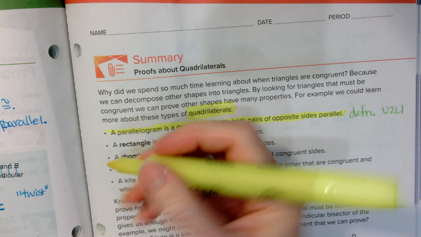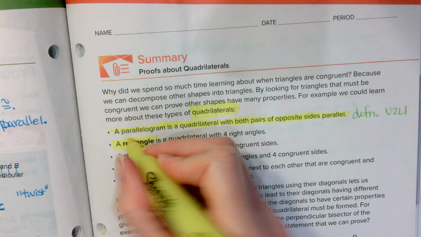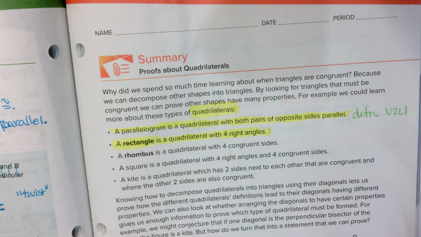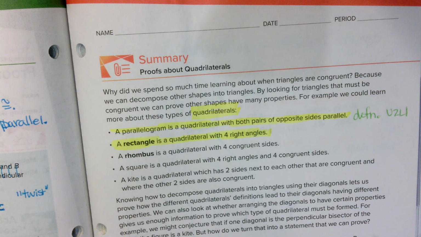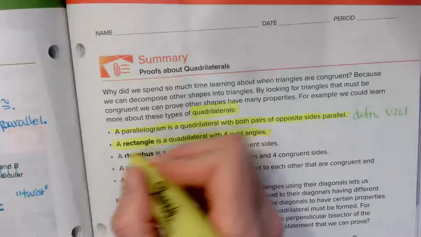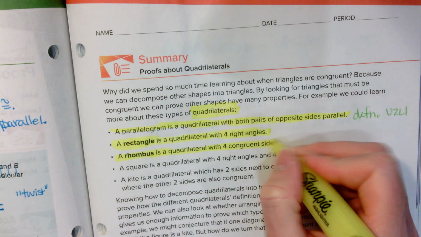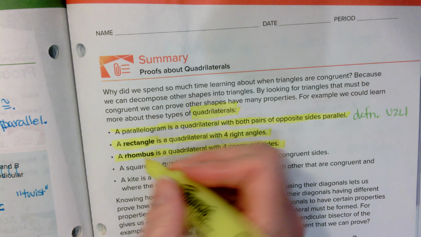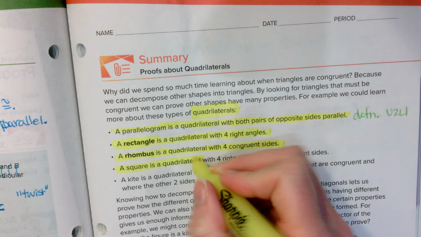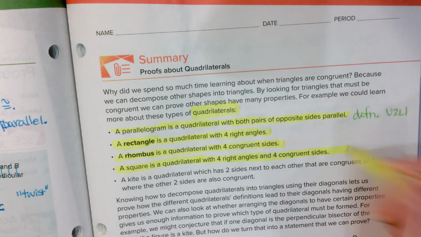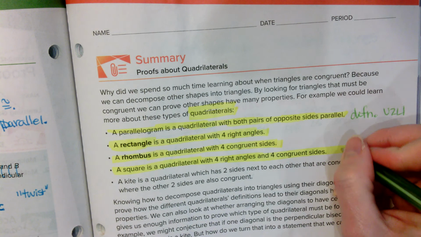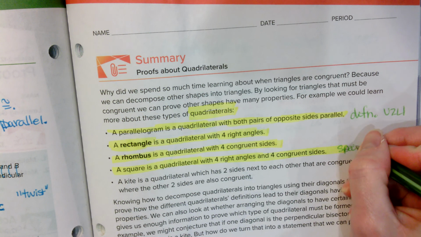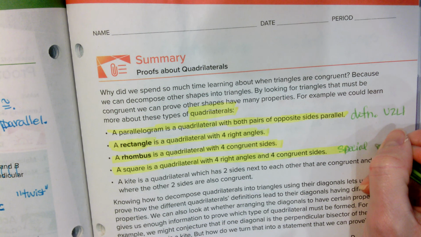A rectangle is a quadrilateral with 4 right angles. We just talked about that on our quadrilateral notes page. A rhombus is a quadrilateral with 4 congruent sides. We also talked about that on our notes page. A square is a quadrilateral with 4 right angles and 4 congruent sides. It's a very special, the most special parallelogram.